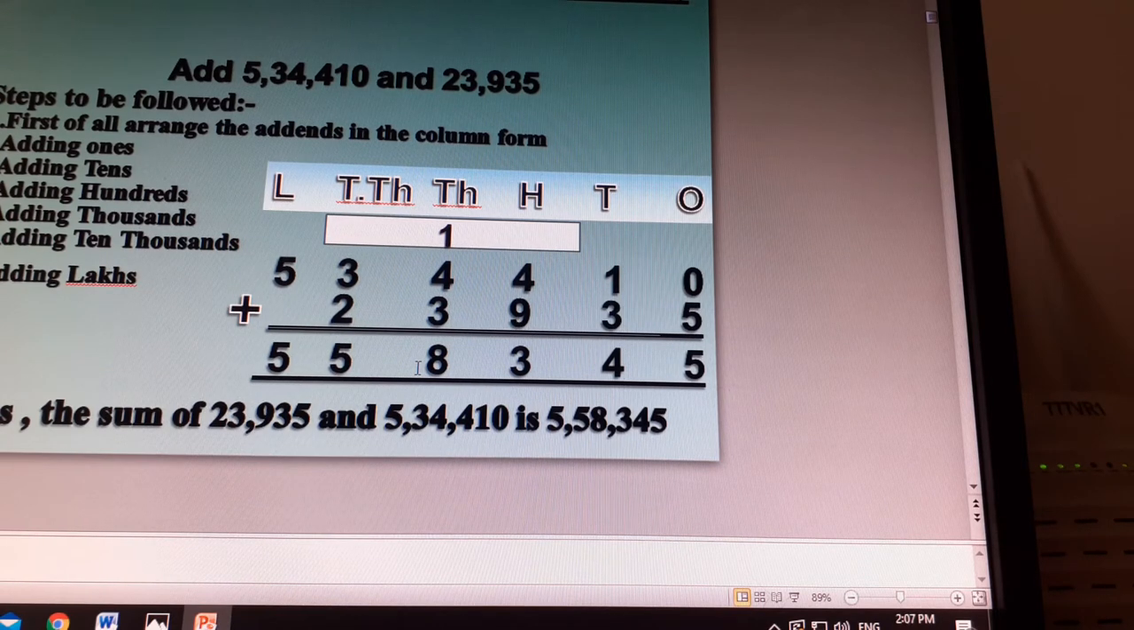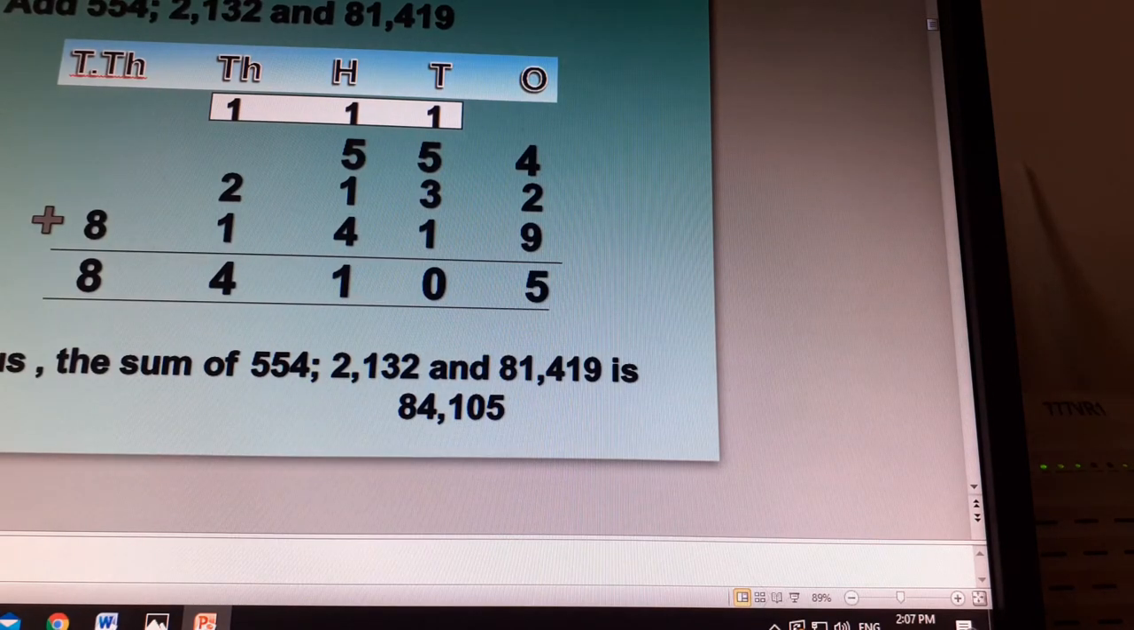Okay, children, we will take one more example. Now see another example here. Now read these numbers. Here there are three numbers. The first number is 554. The next number is 21,132. The last number is 81,419.